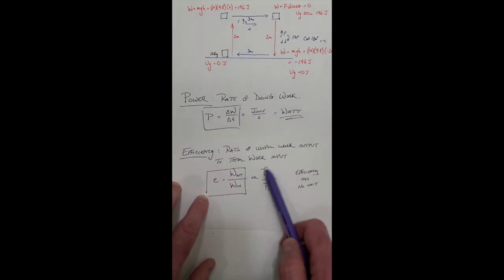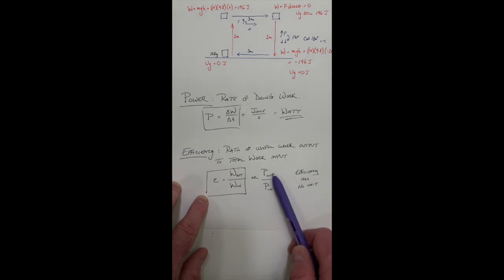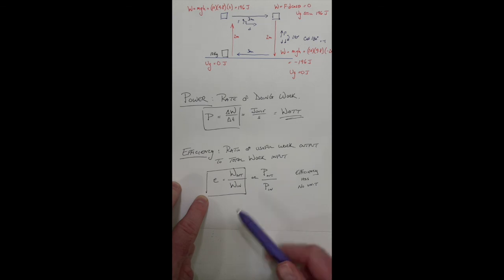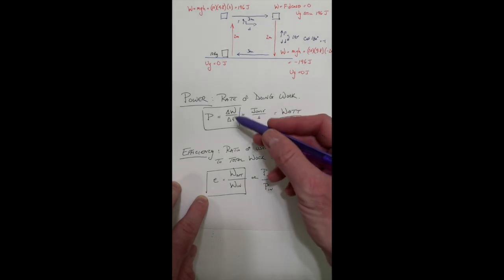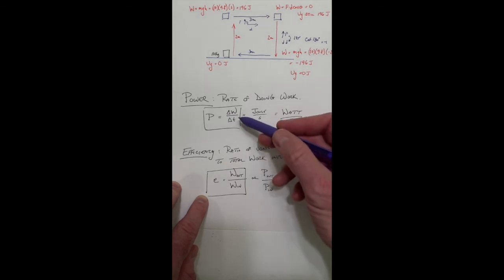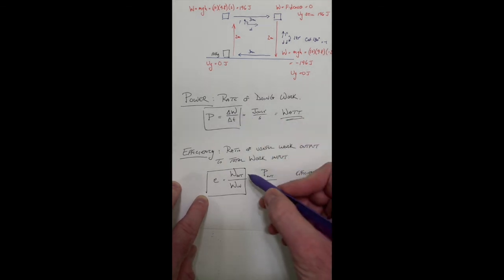Another way that we could do this is to look at the power. How much power did I put in and how much power did I get out? Because the time's going to be the same. So if we did work over time, if the times are the same, they're going to cancel. Efficiency, if you look, this would be a joule and this would be a joule, so there are no units for efficiency.